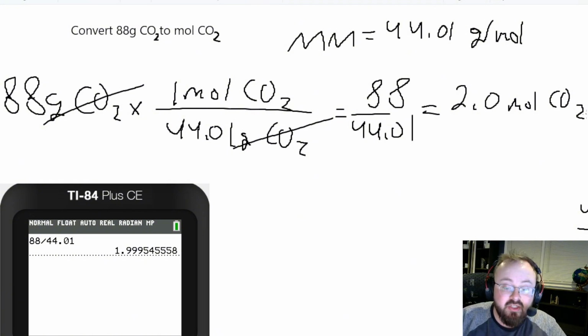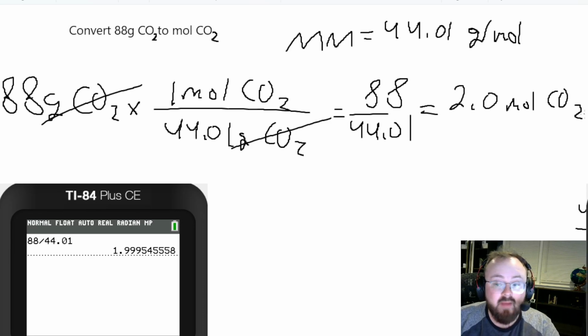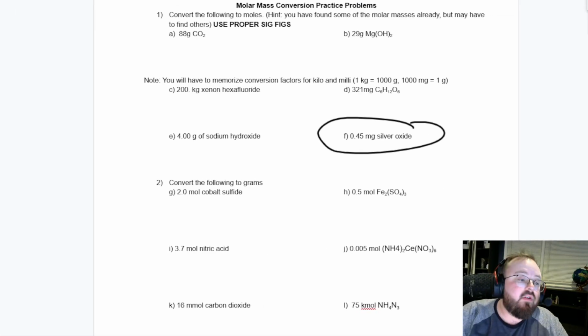In addition, we're going to have to find ourselves a molar mass. So we're going to be doing letter F here. Letter F has everything. We have to find the compound, we have to find the molar mass, and we have to do a conversion. So let's start by finding the chemical formula of silver oxide.